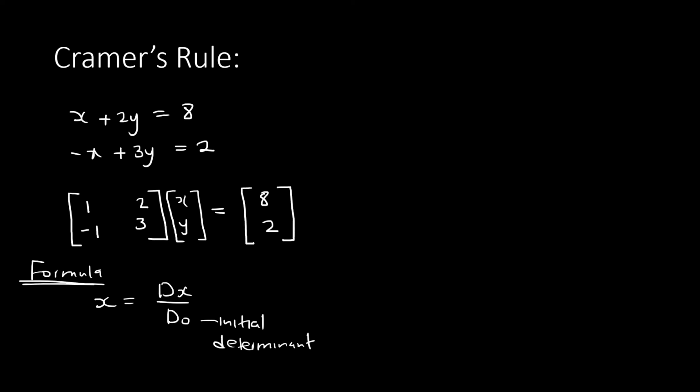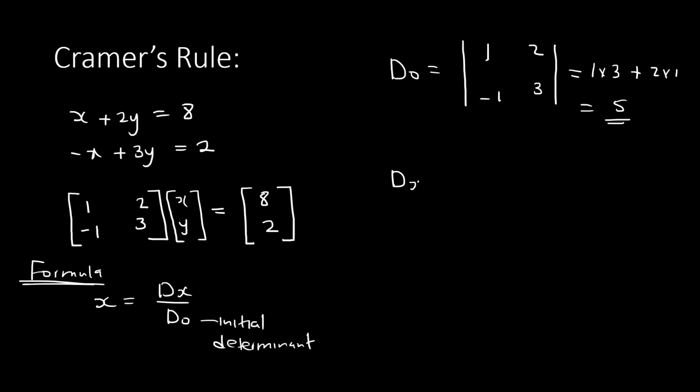Okay, so let's discuss that. The determinant, this is the original determinant, will always be your coefficients, which is 1, 2, minus 1, and 3. This is the determinant of 0, or I mean the original determinant, which will be 1 times 3 minus minus 1 times 2, which will be positive 2. There. The answer will be 5. 3 plus 2, 5.